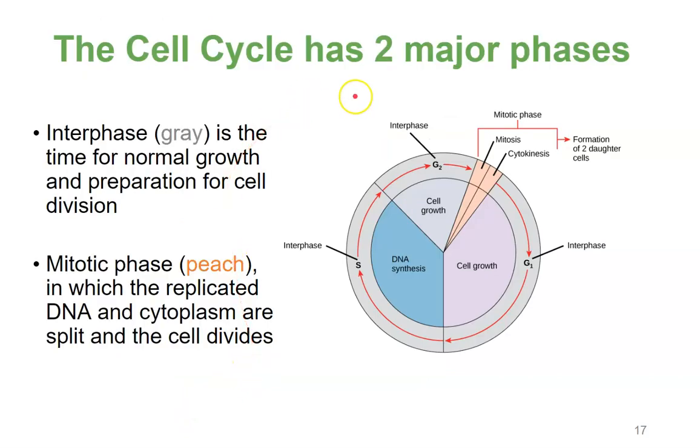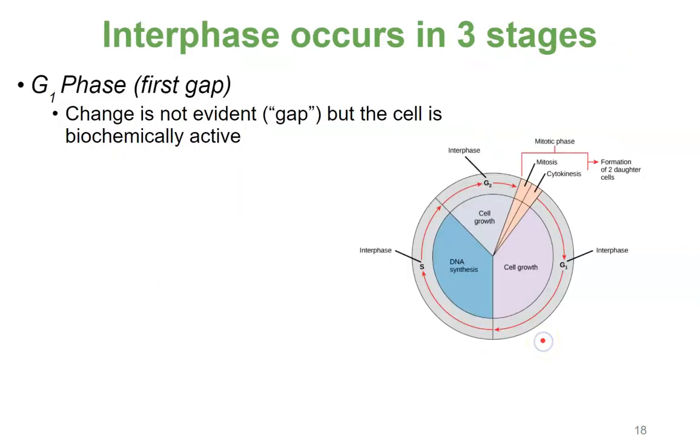Alright, so the cell has 2 major phases. So interphase, the gray phase here, and then the mitotic phase, this peach phase. So the mitotic phase is where those steps that we were just watching in that video happen. And again, it happens so quickly, and then it's over, and then the cell enters interphase, and it does these things here. So let's talk about what happens in each phase of interphase, or each stage, I guess, of interphase.